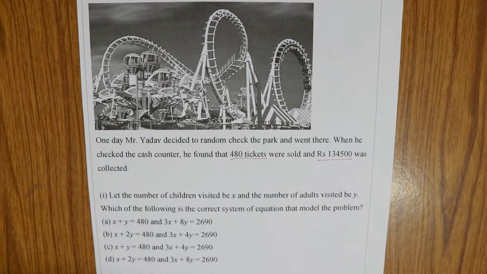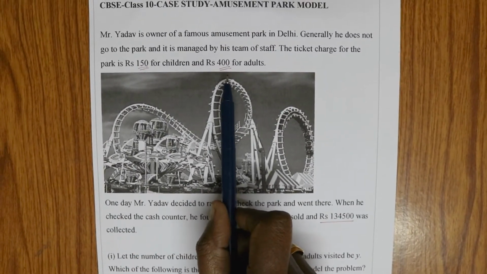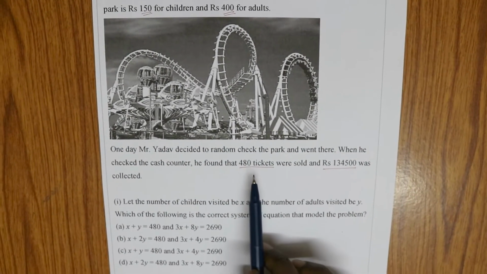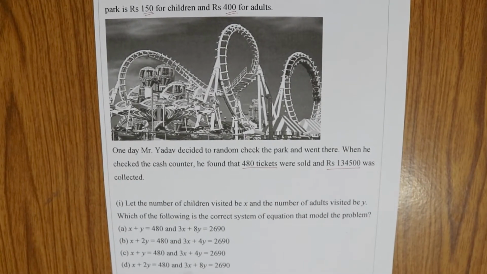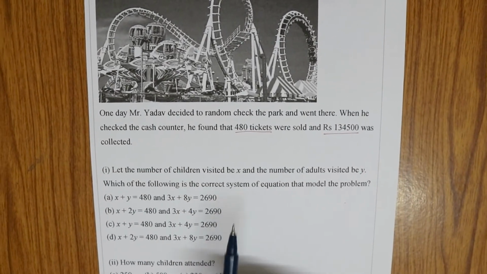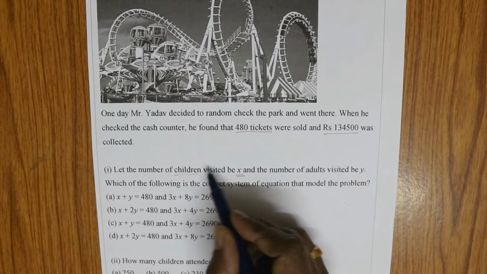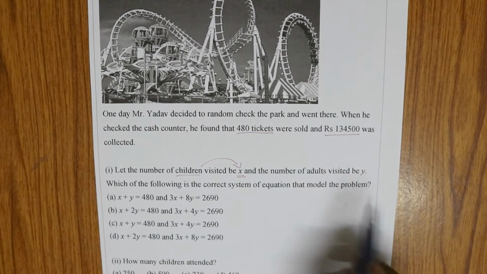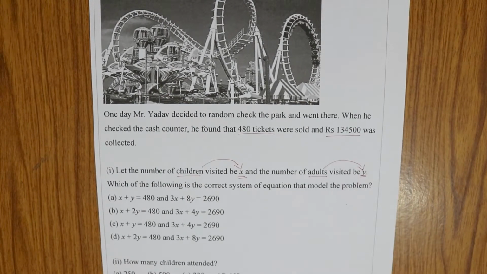So remember these four figures. It is 150 rupees for the children, 400 rupees for the adults. Then when he went to the cash counter, on the whole 480 tickets were sold and so much of money was there in the counter. Now coming to the first question, let the number of children be x. So this x denotes children. Remember that, okay? X is for children and the number of adults visited be y. So adults, we are representing it as y.